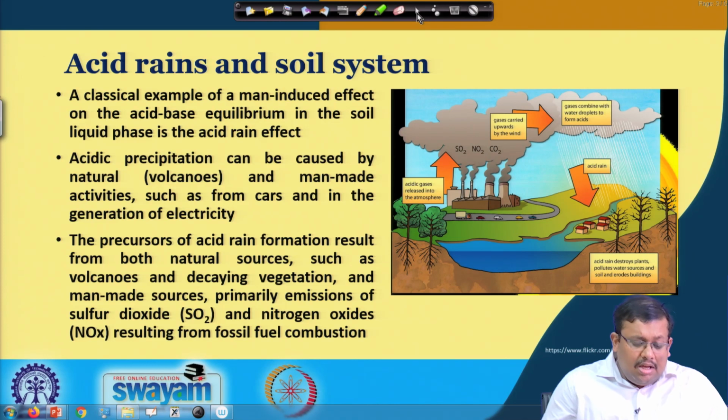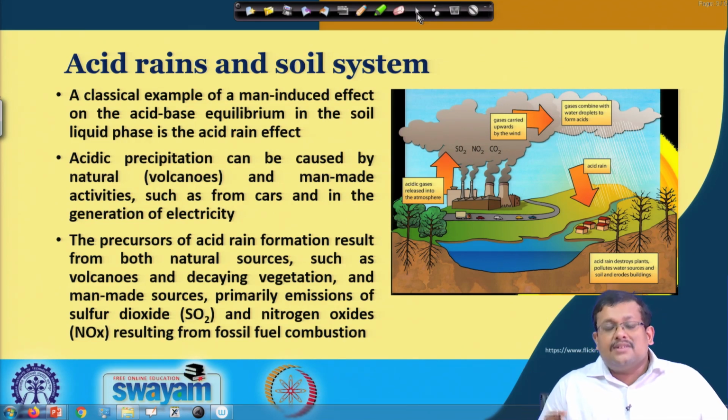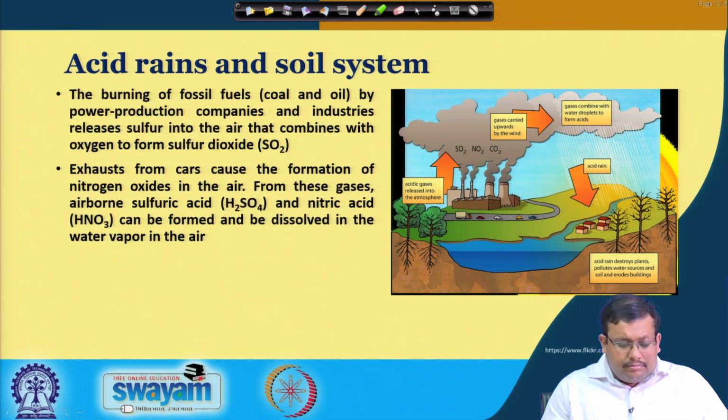So, we have seen that the precursors of acid rain formation, mainly the gases sulfur dioxide and nitrogen oxides, are formed as a result of fossil fuel combustion. The burning of fossil fuels like coal and petroleum by power production companies and industries releases sulfur into the air, which combines with oxygen to form sulfur dioxide. That is how sulfur dioxide gas is produced.